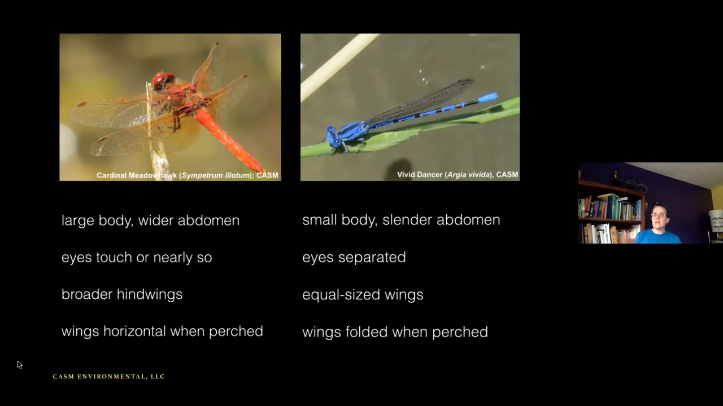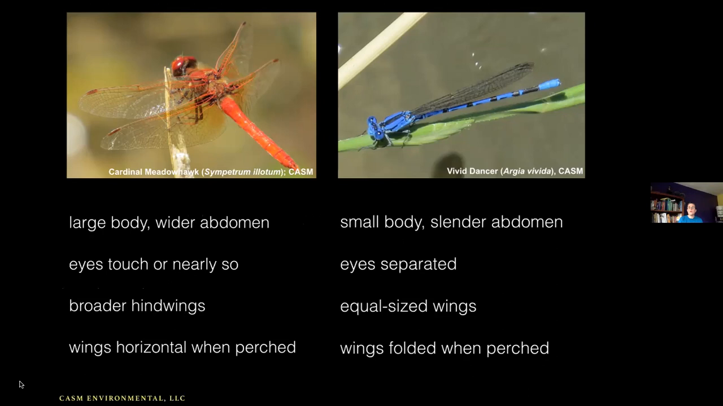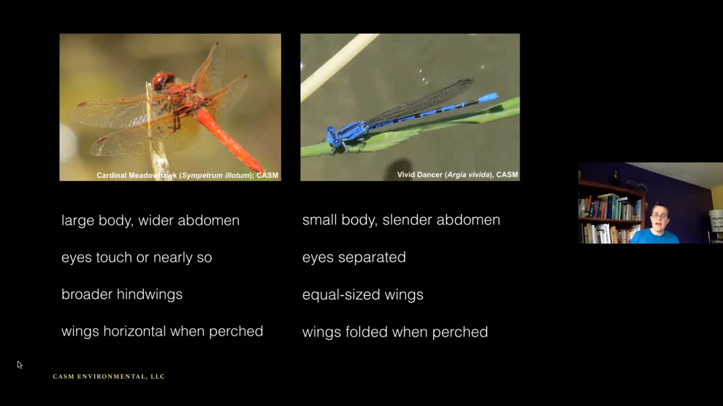And when they perch, as you can see here, they fold their wings together. They might hold them slightly up above the level of the abdomen, like you see these dancers do. They might hold them slightly more compressed, pressed up against the sides of the abdomen. And that's another way you can tell the difference between different types of damselflies.